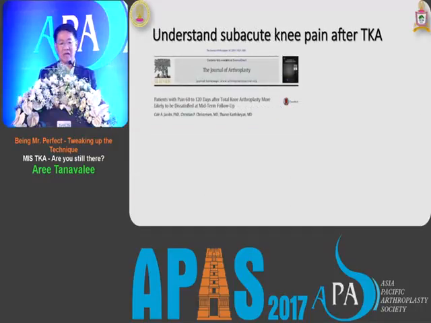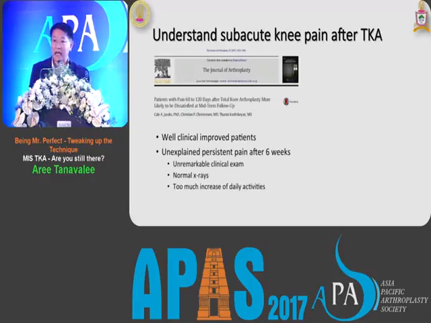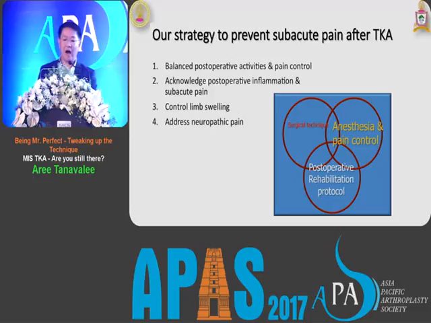And then you need to understand the subacute knee pain after knee replacement. Mostly these patients have very good clinical improvement, but unexpectedly, after 6 weeks, a patient develops a very painful knee, with a very decent X-ray, and it is related to too much daily activity. So I would say our strategy is to address the subacute pain after the replacement by balancing the post-op activity and the pain control.